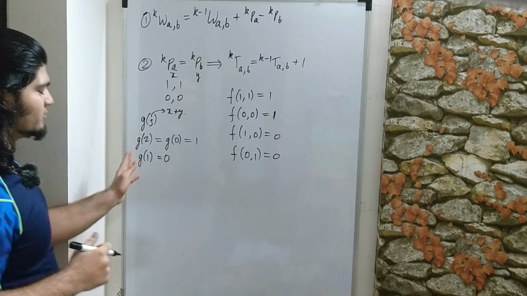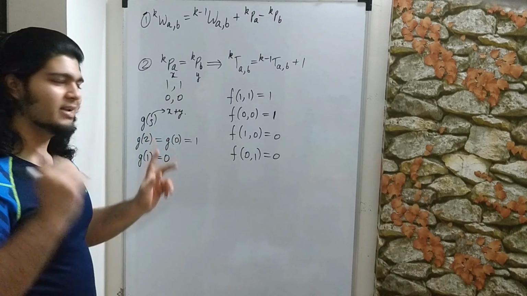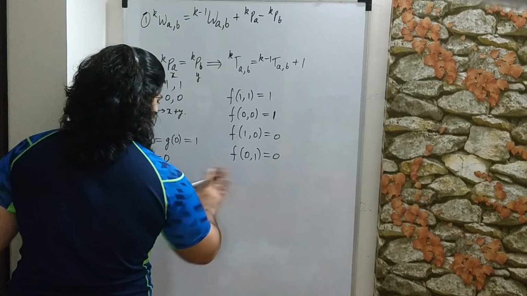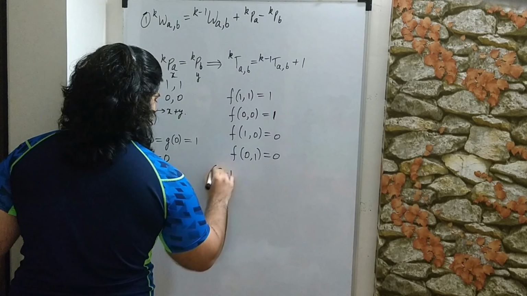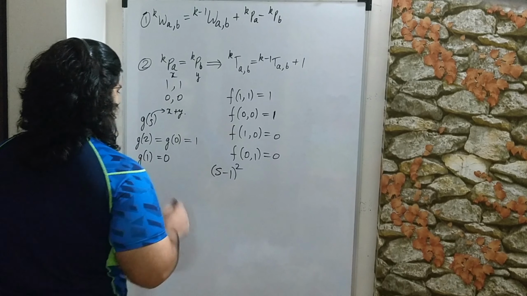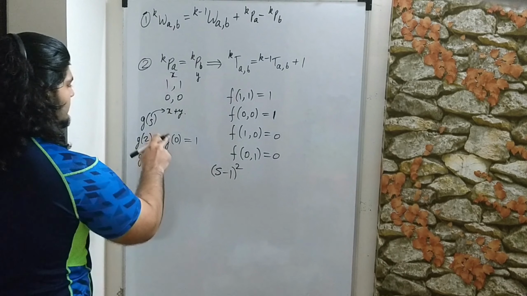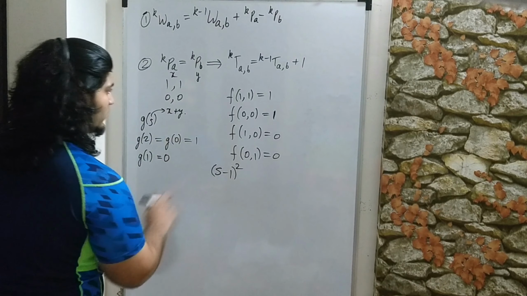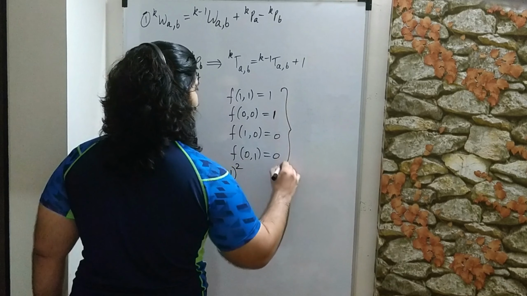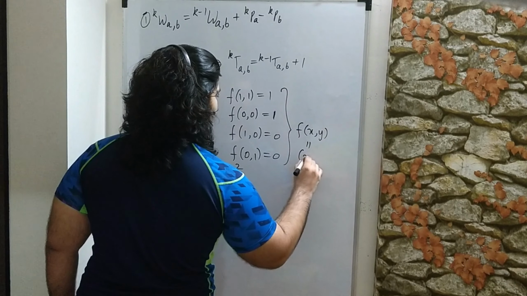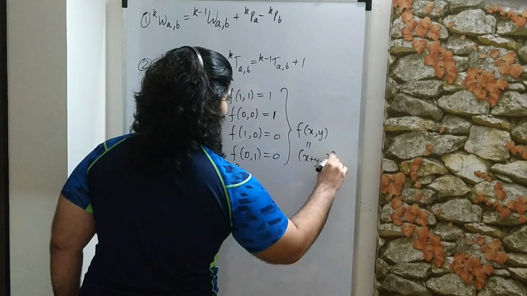So can you think of a function? Well, I'll tell you one. It's going to be s minus 1 squared, because if you plug in s is equal to 2, then you get 1, s is equal to 0, you get 1. So here we can say f of xy is equal to x plus y minus 1 squared.